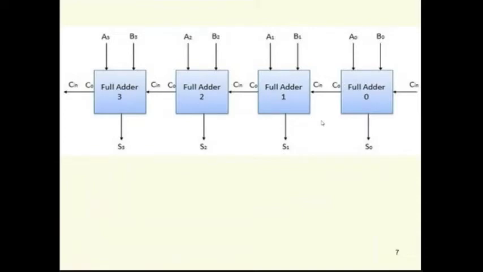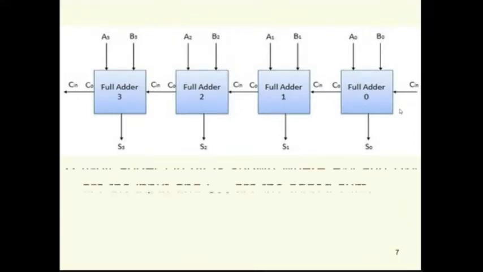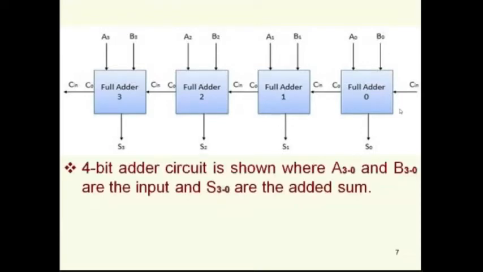So you can see A0, B0, A1, B1, A2, B2, and A3, B3 are the inputs, where S0, S1, S2, S3 are the outputs, and the carry is getting propagated like this from right to left. This is very important. So you can see the 4-bit adder circuit is shown where A3 to A0 and B3 to B0 are the inputs, and S3 to S0 are the added sum.